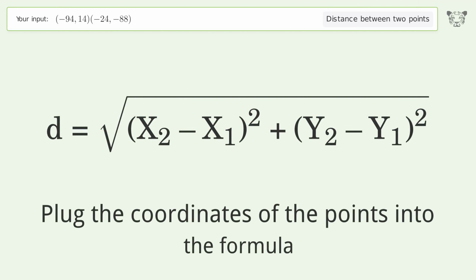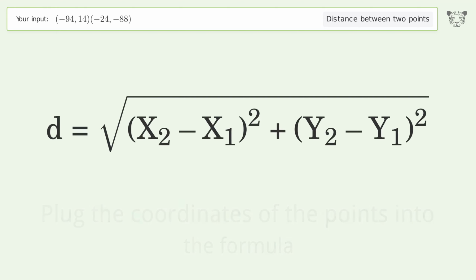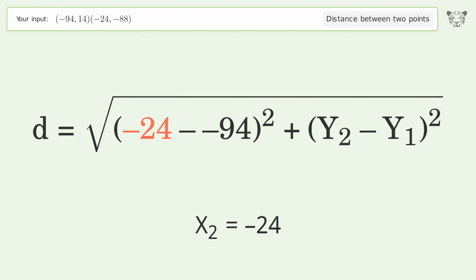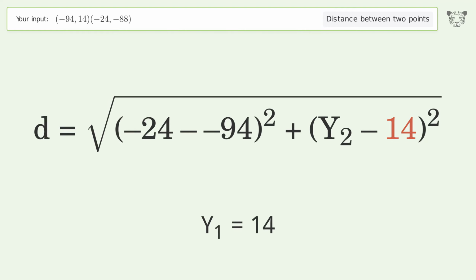Plug the coordinates of the points into the formula. x1 equals -94. x2 equals -24. y1 equals 14. y2 equals -88.